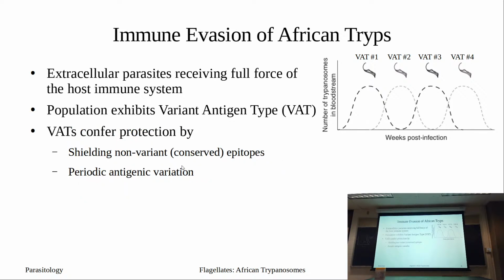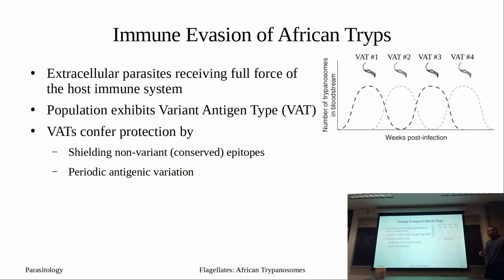All right, so why do they confer protection? Well, we already talked about this one, periodic antigenic variation. That's the reason for the switch from VAT type 1 to type 2 to type 3 to type 4 and so forth. So we're just periodically changing our surface proteins, and that means that as soon as we change it, we escape the memory response. And then the host has to go through that whole process of learning another memory response.